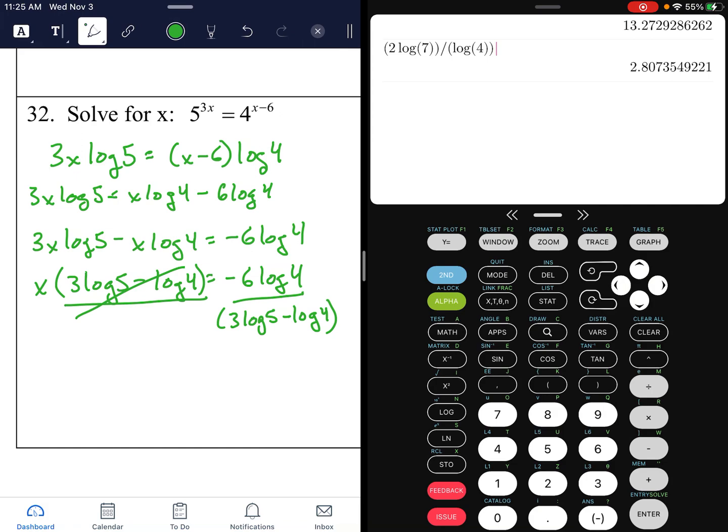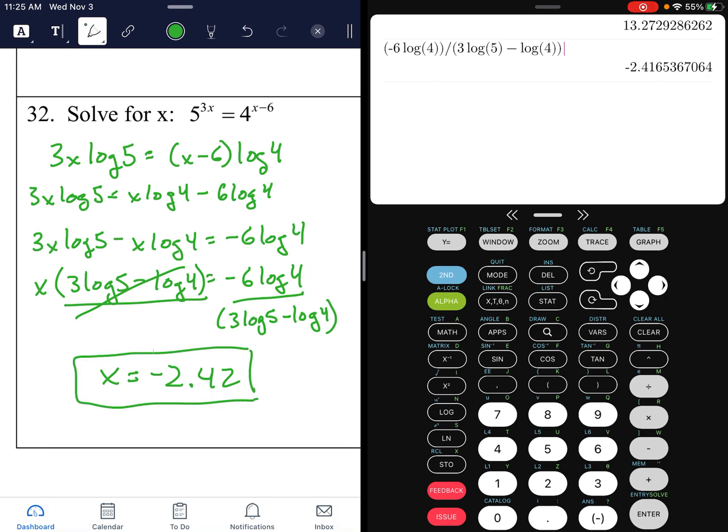So now let's put it in the calculator. I'm going to put the whole thing in parentheses. So I start with this. I got negative 6 log of 4, and I close the parentheses, divided by, the whole bottom part's got to be in parentheses, so we have 3 log of 5 minus log of 4, close that parentheses, and I'm going to get negative 2.42. Round up for the hundredths.